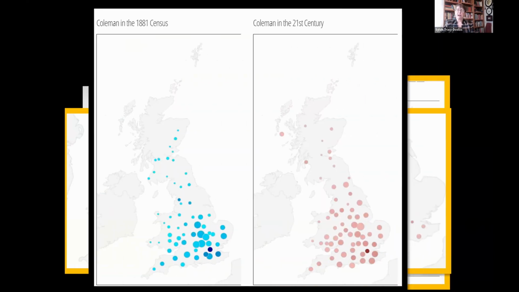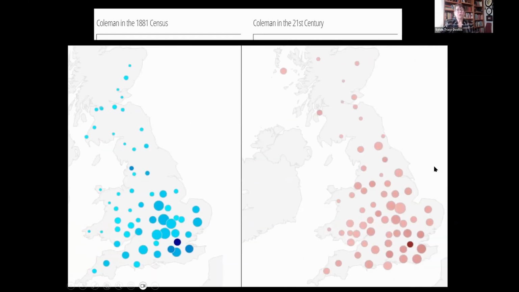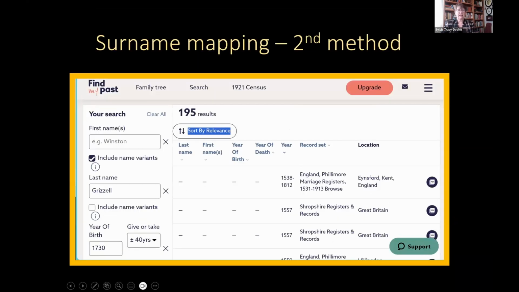Unfortunately, Coleman is a very common name. So not as helpful, but I can certainly use maps to track where my Grizels are and see where those Colemans overlap. And that's where I could start my research. So that's one way of handling that. I have a little different way that I like, unless the names are really uncommon, for both names I'm looking for. And it's with surname mapping, but I'm going to put them into a spreadsheet.